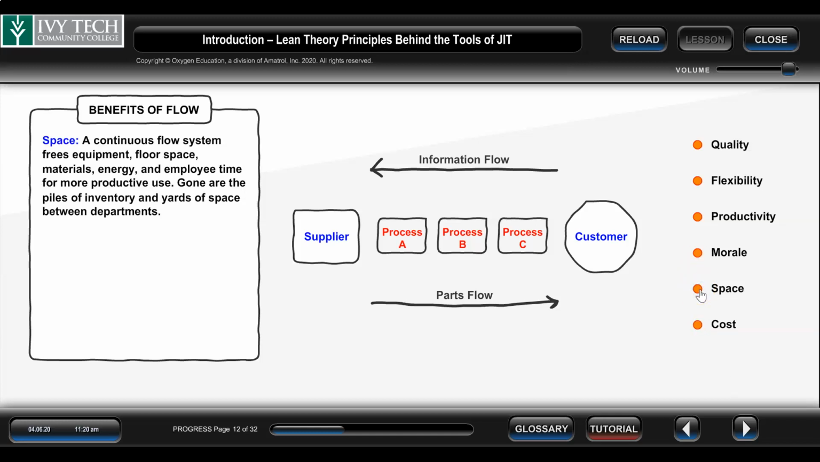Space. A continuous flow system frees equipment, floor space, materials, energy, and employee time for more productive use. Gone are the piles of inventory and yards of space between departments.